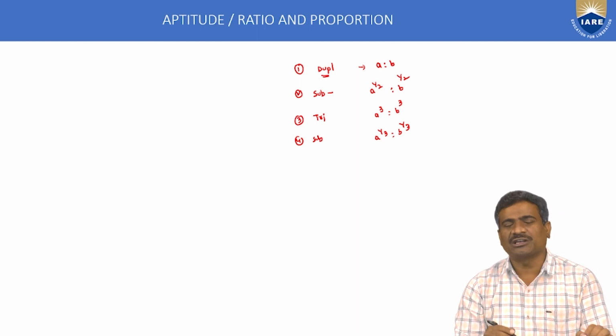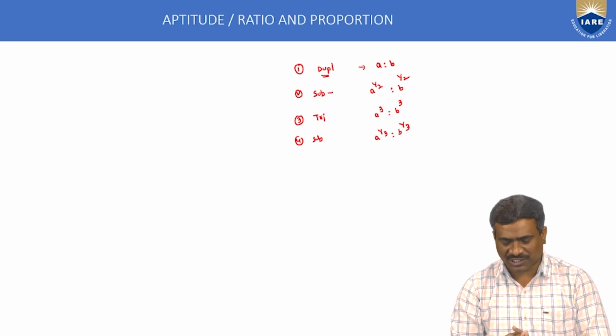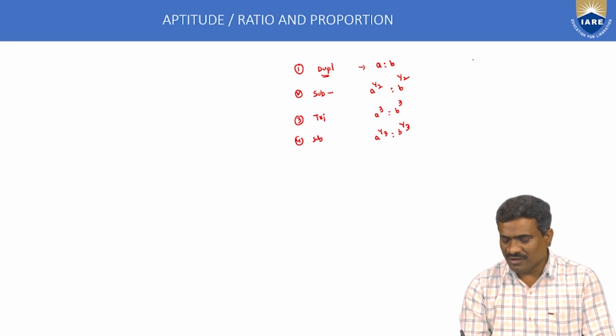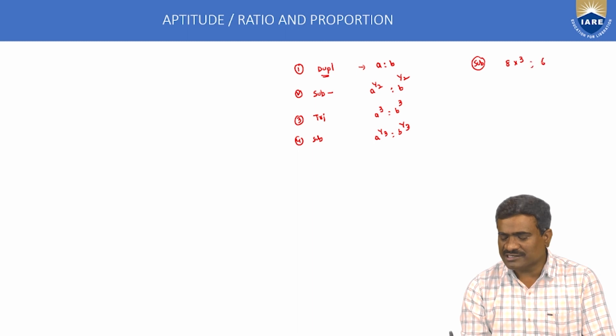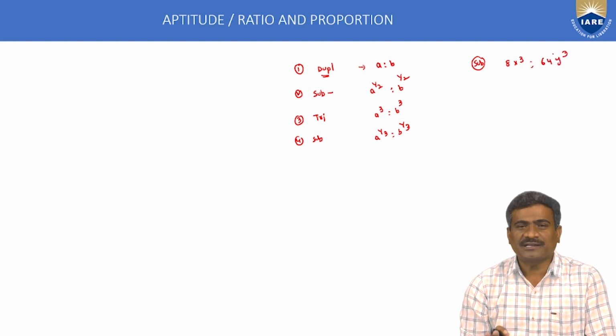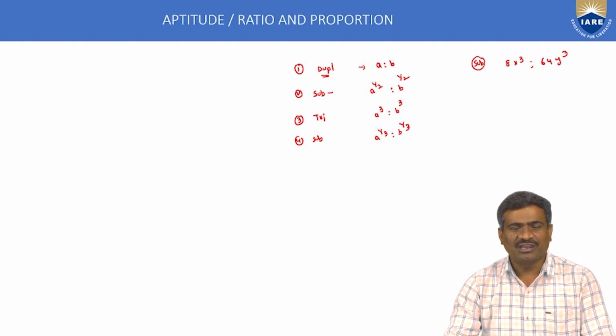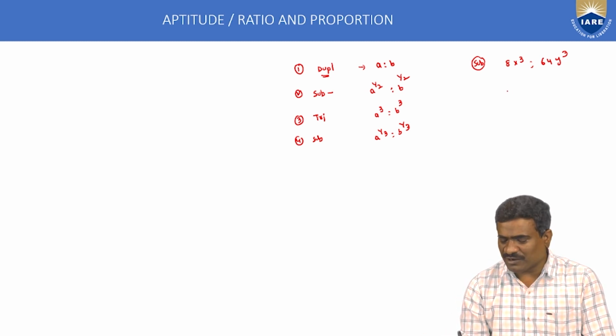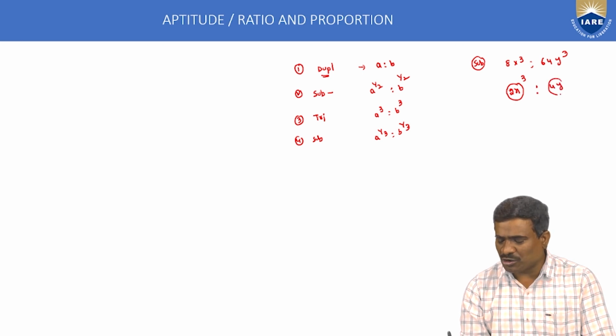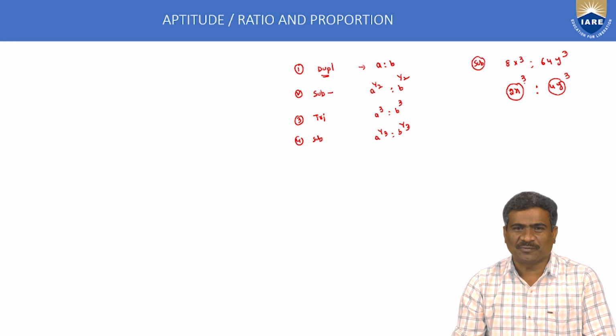These notations are also important to ratio and proportion. Suppose an example which belongs to the triplicate condition: find the subtriplicate ratio of 8x cube, 64y cube. Apply subtriplicate ratio, which is A power 1 by 3 is to B power 1 by 3. 8x cube means (2x) whole cube is to (4y) whole cube. This is called triplicate ratio.